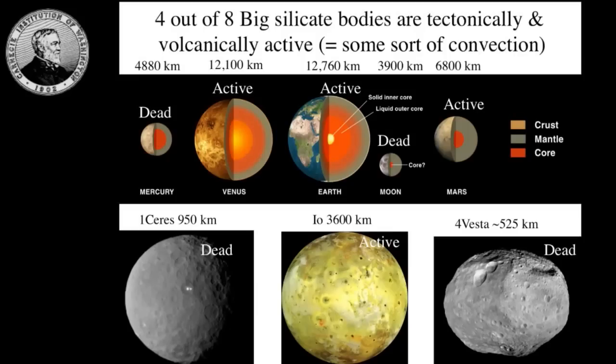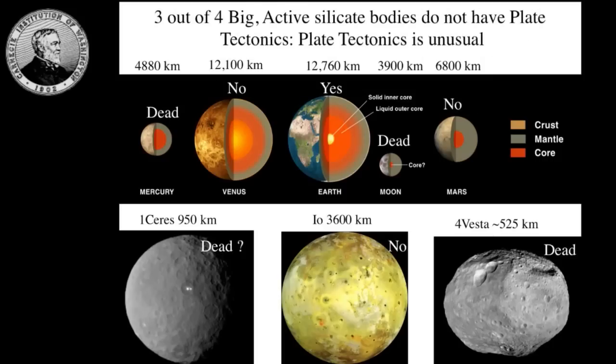4 of the 8 are tectonically and magmatically alive. So Mercury's dead, and the Moon's dead, Vesta's dead, and Ceres is dead, although these little bright spots are really intriguing. But 4 of them are active: Venus, Earth, Mars, and Io, and only one of them has plate tectonics. So that tells us, just looking around our neighborhood, that Earth is special. Only Earth has plate tectonics. Venus is tectonically and magmatically active. Mars is, Io certainly is, but only one of them has plate tectonics.